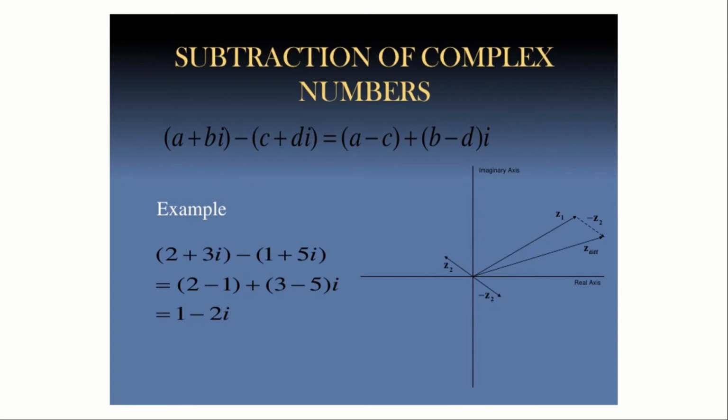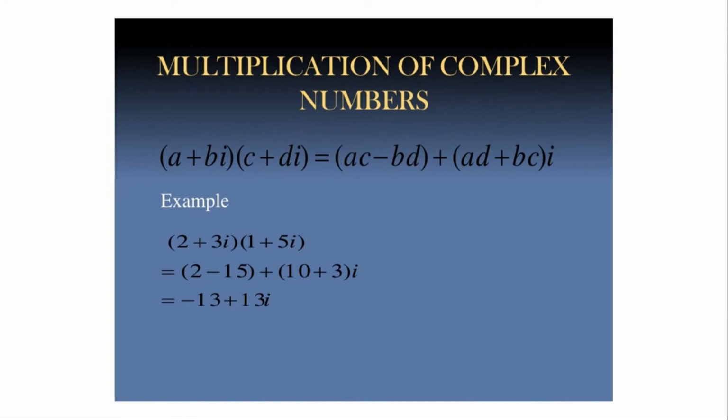In the same way, subtraction of complex numbers. a plus bi minus c plus di. In order to do the subtraction of two complex numbers, we need to subtract in groups, that is (a minus c) plus (b minus d)i. For example, if 2 plus 3i and 1 plus 5i are given, in order to subtract, first we have to subtract in groups. First is (2 minus 1) plus (3 minus 5)i. So the subtraction of these two complex numbers will become 1 minus 2i, where 1 is the real part, minus 2i is the imaginary part.